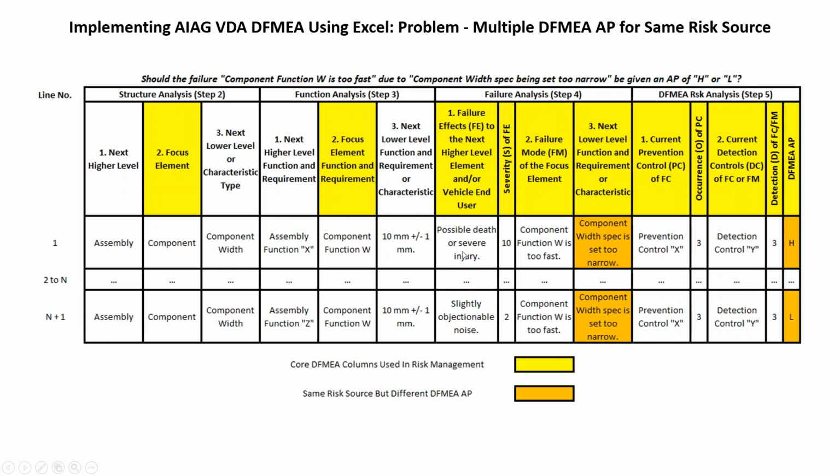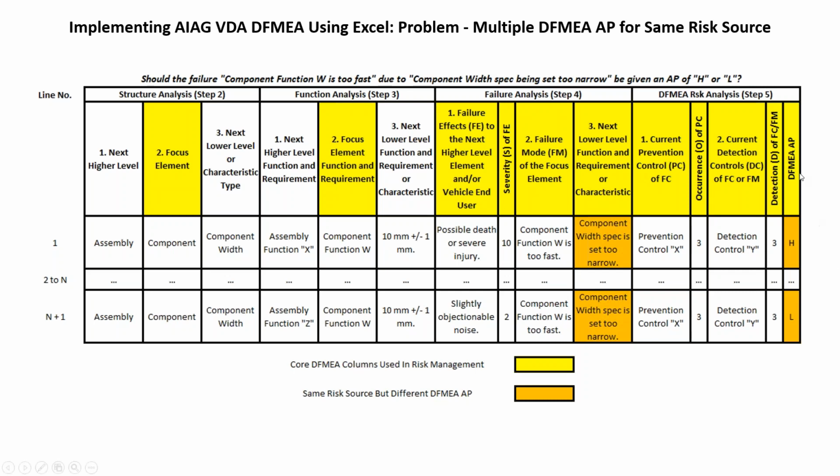And we fail to meet those assembly functions for the same reason, and that is this component function W was too fast. And the reason it's too fast was the width spec, or the potential reason is we set this width spec too narrow. When we look at this, there's a thing called AP, this new process that replaces the RPN, and unfortunately, I don't have time to get into the AP, but it is functionally flawed as well. It doesn't work. It takes about 15 minutes to explain why it doesn't work.